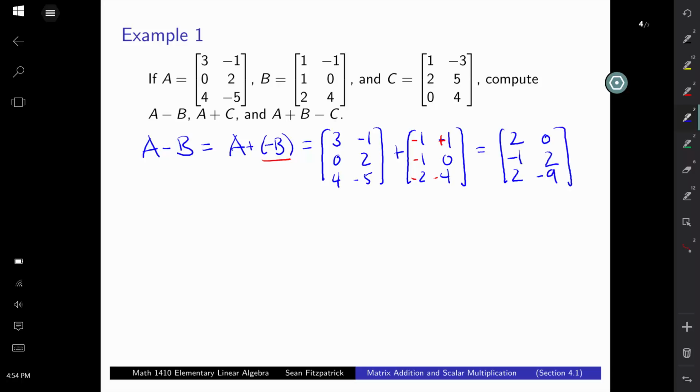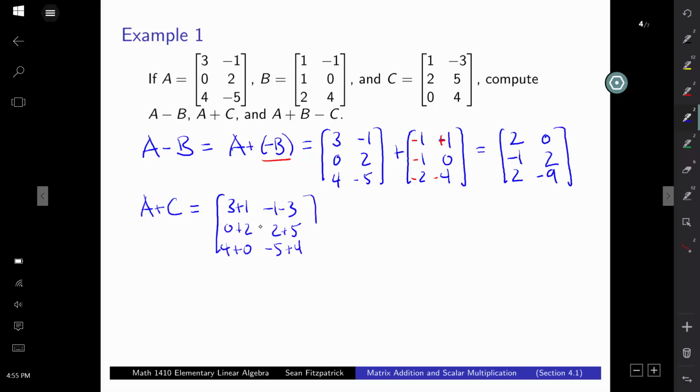If I wanted to do A plus C, well, we've already gone over that. We add the corresponding entries. So maybe we'll just jump ahead and add the entries. So 3 plus 1 minus 3, 0 plus 2, 2 plus 5, 4 plus 0, minus 5 plus 4, and that's going to give me 4, minus 4, 2, 7, 4, minus 1.